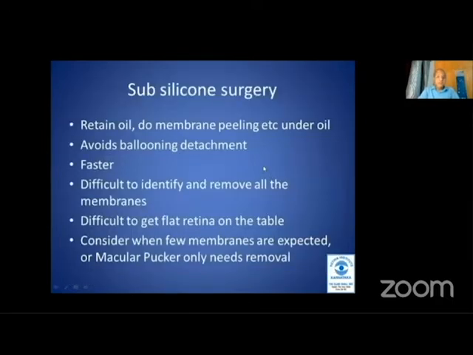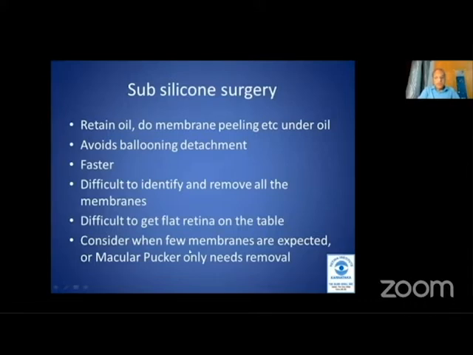Subsilicon surgery, wherein you retain the oil, put two ports and remove only the membranes. This is done only if there is a very localized proliferation, because we cannot identify and remove all the membranes in this situation, and it is difficult to get the retina flat on the table.